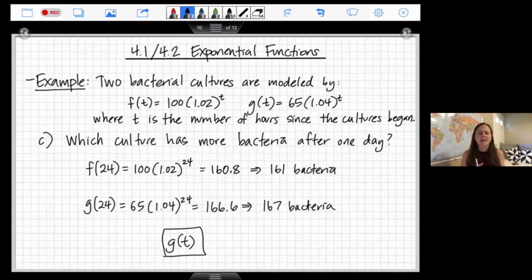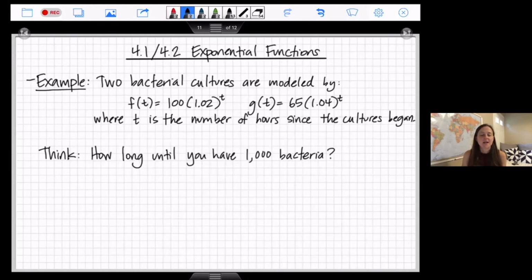All right. And it's important to remember that these kinds of equations are only approximating it. It doesn't mean that this culture that's modeled by this at exactly 24 hours is going to have exactly 167 bacteria. It's a model. It's an approximate. It's going to be off by a couple of bacteria here and there. It's the way modeling works.